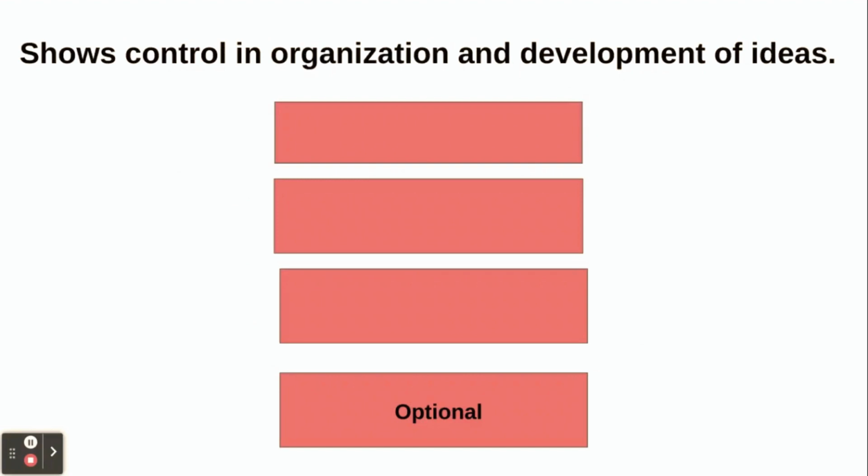Next one shows control and organization and development of ideas. I'm going to suggest at least a 3-paragraph organization. You want a good introduction, and then I'm going to suggest one paragraph is about one source and summarizes. The next paragraph is about the other source and summarizes. You do not need to write a conclusion if you have a good, strong introduction.